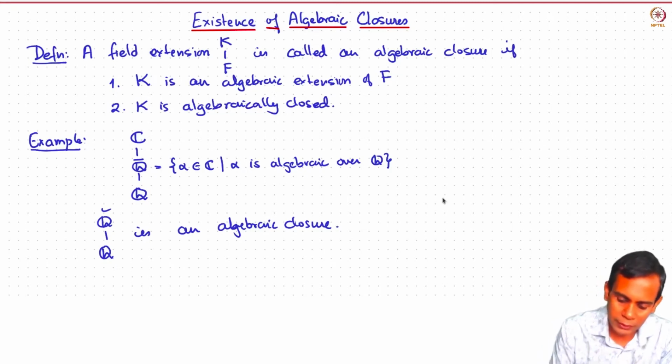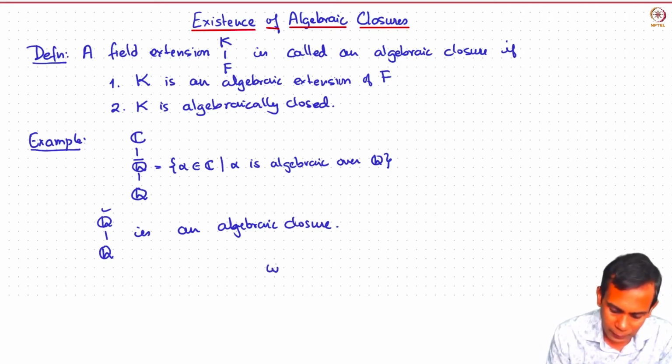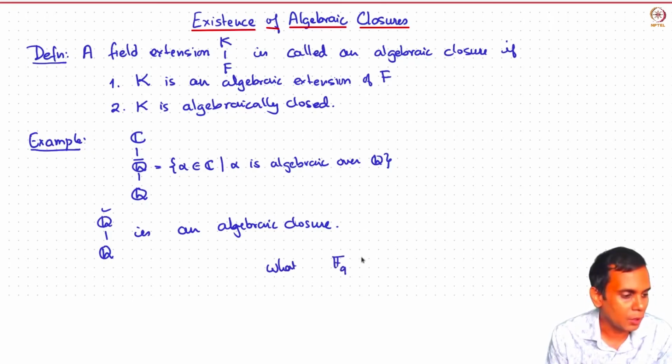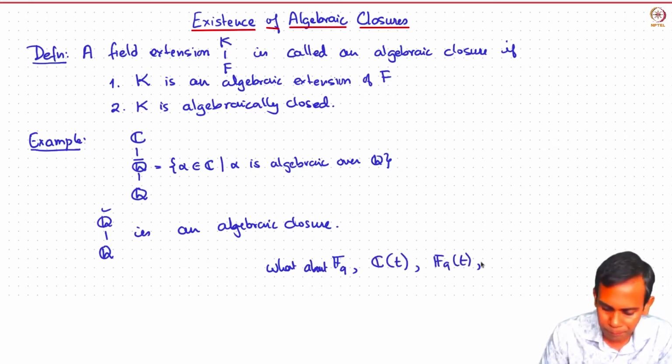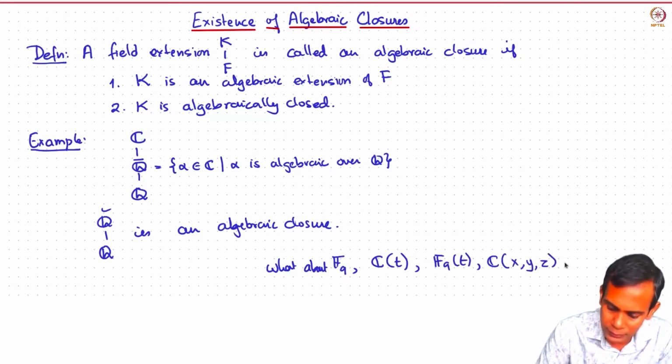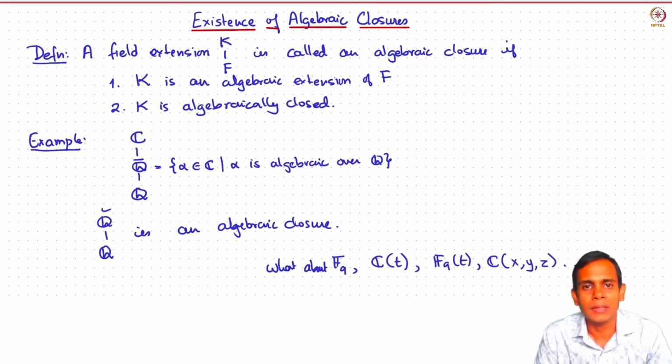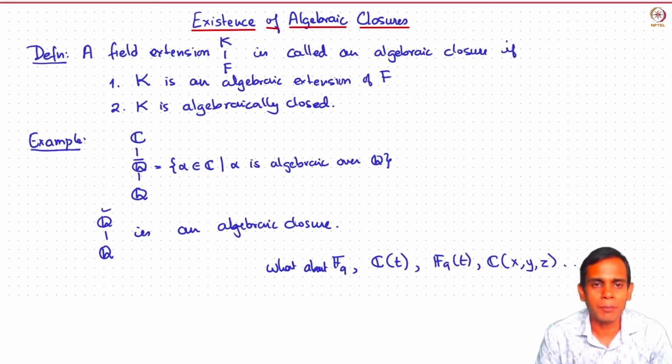But what about fields like a finite field F_q with q elements, or what about a field like rational functions with, say, complex coefficients, or rational functions with coefficients in a finite field, or fields with multiple rational functions in multiple variables? Each of these fields, it turns out, admits an algebraic closure. And what I'm going to show you in this lecture is a proof that every field admits an algebraic closure.